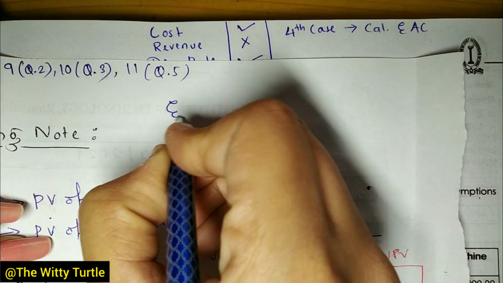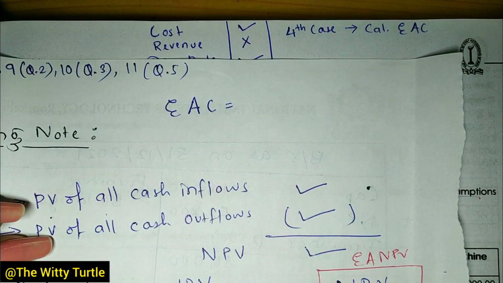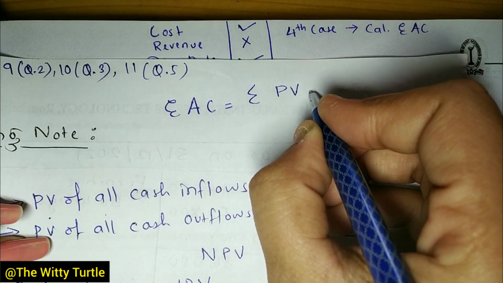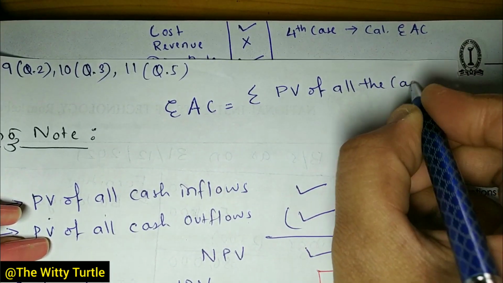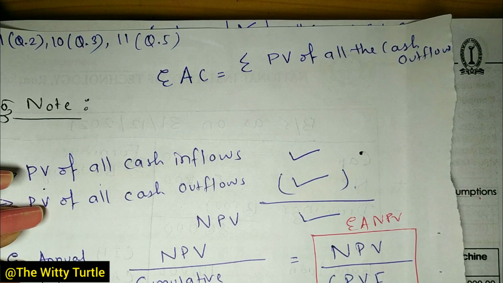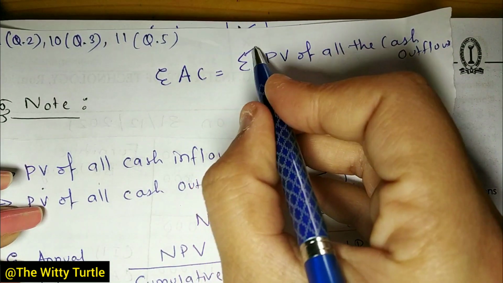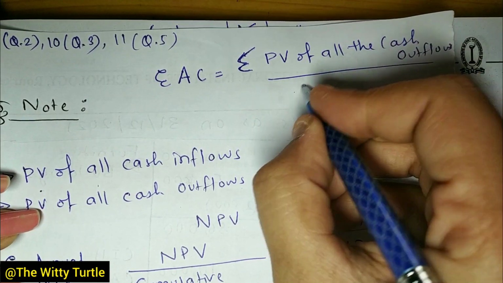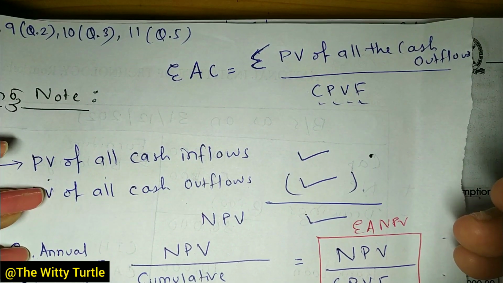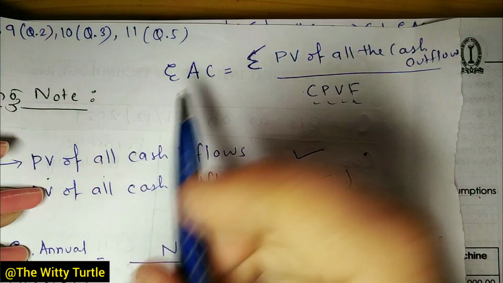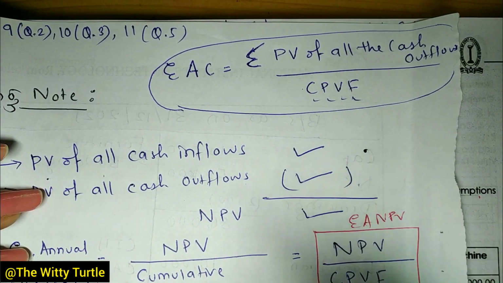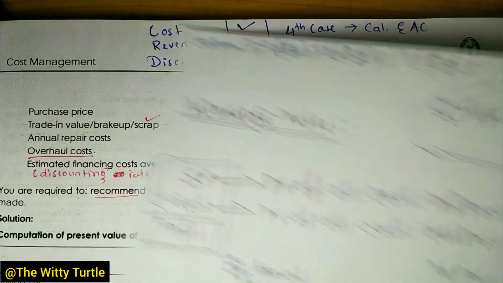Now we will also check what is EAC. Let us write it here, okay? What is EAC? Equivalent annual cost. So this will be the summation of the present value of all the cash outflows. Whatever costs you are incurring, the summation of all those costs divided by CPVF, cumulative present value factor. I know it has been very confusing to you, but as soon as we solve the question it will become very easy, okay? So this is the formula for your EAC. Write it in your notebook somewhere, because it is going to be used a lot later.